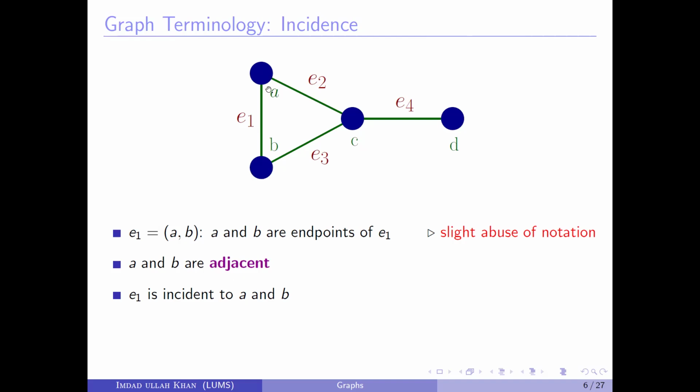A and B are adjacent, same way C and B are adjacent, C and D are adjacent. A and D are not adjacent because there is no direct connection between them. They are not immediate neighbors of each other. And E1 is an edge which is incident to A and B. So an edge is incident to its endpoints.